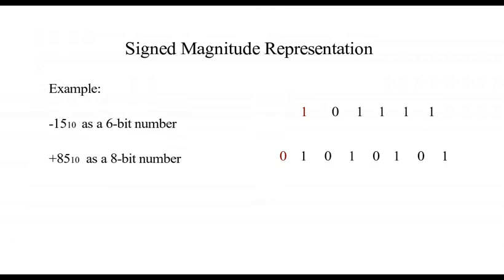And the MSB here is 0. This is the sign. This shows that the binary number is positive. Okay, so you just do the math.